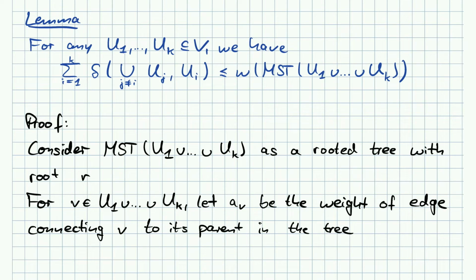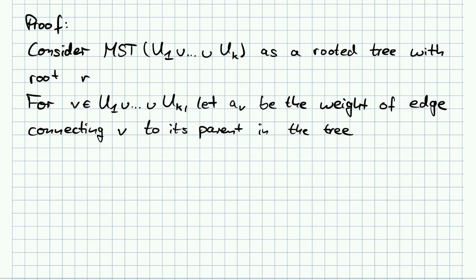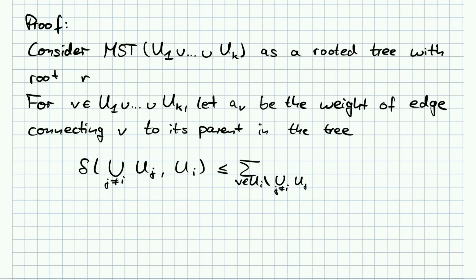And what we now have is that delta of the union of all U_j, comma U_i, is at most the sum over all vertices in U_i, taking away the union of all U_j, of A_V. This looks super complicated and super intimidating, but the idea is truly simple.